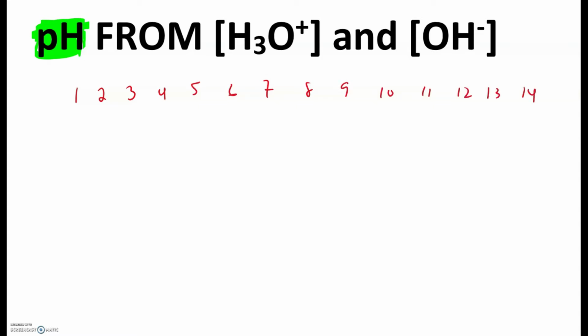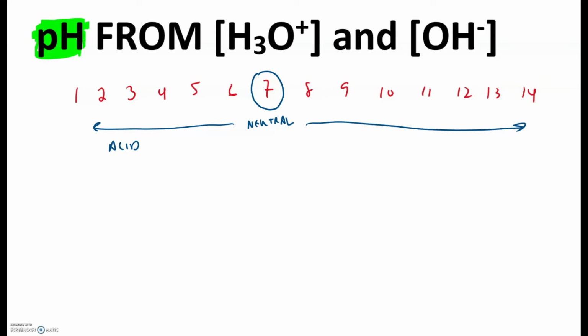Your teachers in junior high always told you that everything that was 7 was what they called neutral, and anything that was less than 7 was an acid, and anything that was more than 7. Well, what does it mean? No one ever told you what it means.